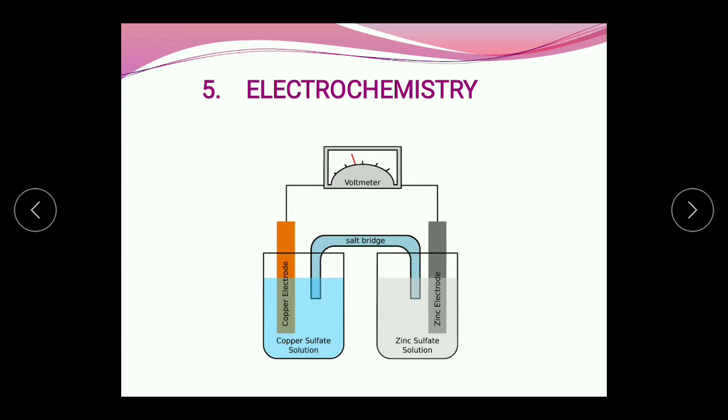Before starting today's session, we will just revise what we learned in the previous session. In the previous session, we learned the concept of electrode potential and cell potential. What is electrode potential? The potential difference established because of the electrode half reaction occurring at the electrode surface is called electrode potential. As there are two different electrodes, one is anode, another is cathode.